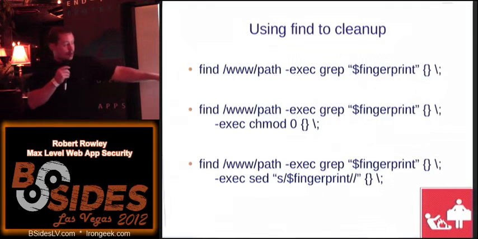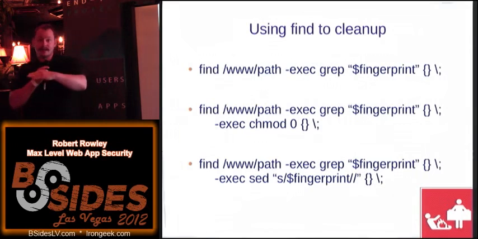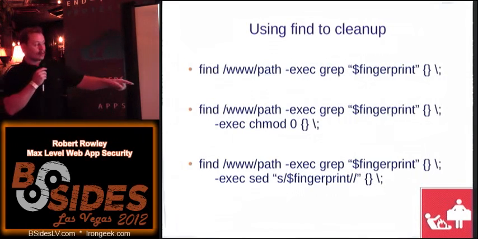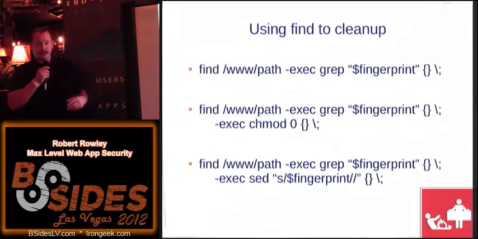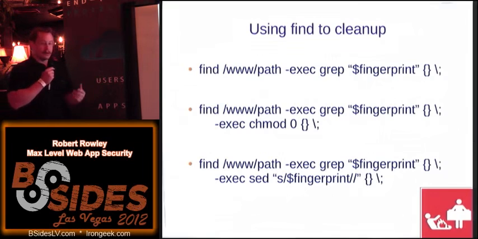You can then run another exec immediately afterwards, and find will only run this exec on the files that match the previous rule. So exec grep, this file has this malicious code in it. Also run this command, chmod 0. Remove the permissions for the file so it's no longer a threat to the website. That's pretty much the magic sauce there. It's fast because it's using find, a pre-existing tool, and it will disable any known backdoors. The problem is it will also disable non-backdoors if your fingerprint is not good enough.